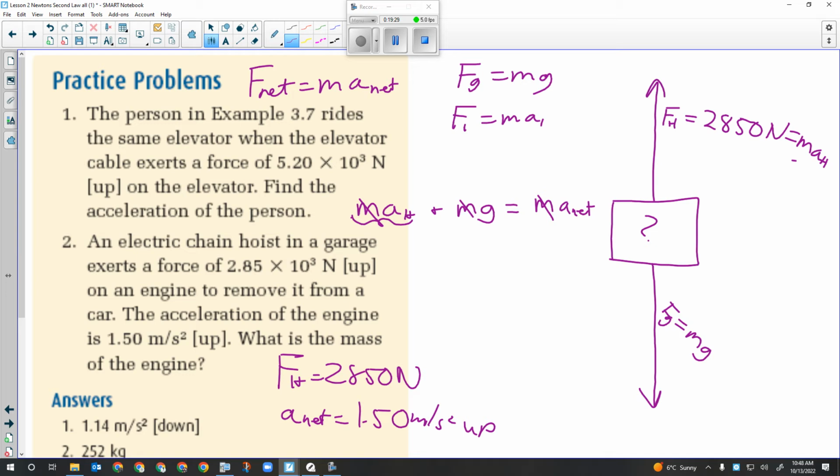That's the differential acceleration method. I'm using the difference in the accelerations to get something else because I don't have the mass. And that's when you have to use this method, when you don't have the mass and you can't calculate the forces. So I'm going to say the acceleration of the hoist equals the net acceleration minus g. So I'm going to go 1.5 up minus 9.81 down. So I'm actually subtracting a negative here.